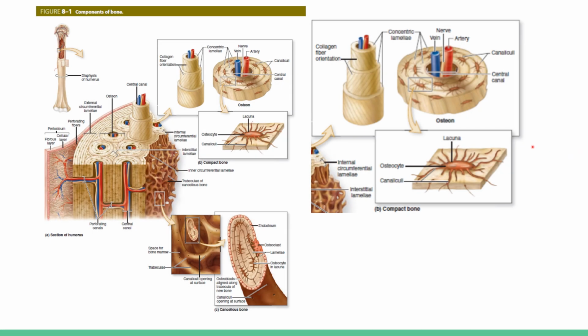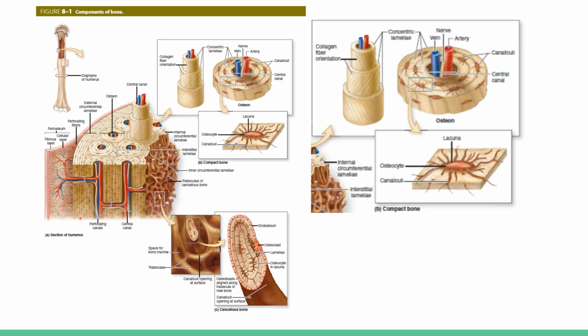So this is a schematic overview of the basic features of the bone. There are three cell types that you can observe here: there is an osteocyte, there is also an osteoclast, and also an osteoblast. These three cells are the three main cell types of the bone.